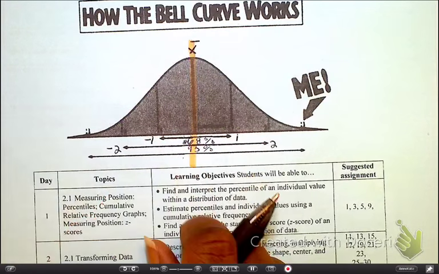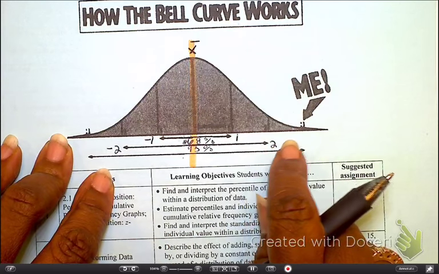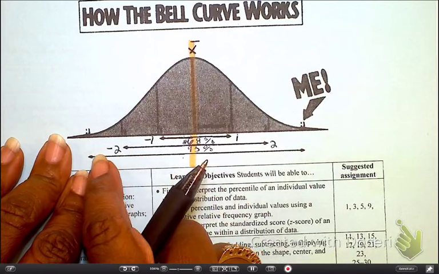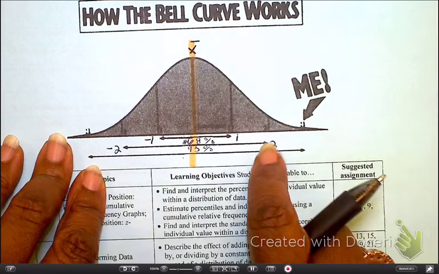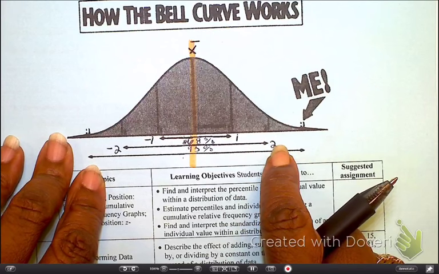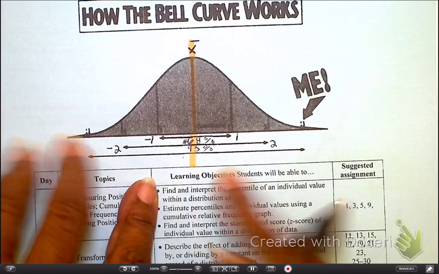Okay, and that's where quality control is always utilized. If it's above it, it's too much. If it's below it, it's too little. Lose customer satisfaction if it's below. Here, they lose money if it's above. So the middle 95% is what companies always aim for.